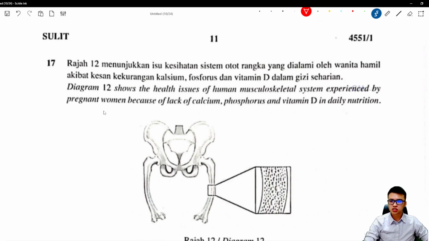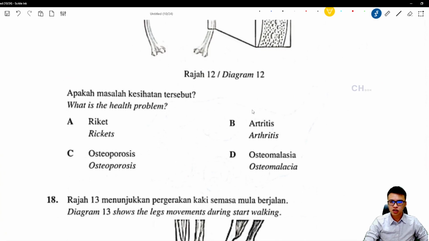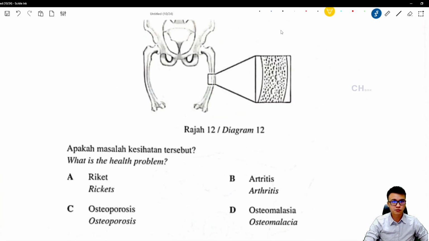Let's move on to question 17. Diagram 12 shows the health issue related to the musculoskeletal system experienced by pregnant women. Okay, I can see the keywords here: pregnant women, because of lack of calcium, phosphorus, and vitamin D in the daily nutrition. What's the health problem? Wow, all the answers here are close. Rickets, arthritis, osteoporosis, osteomalacia. Alright, so rickets and arthritis are definitely out.